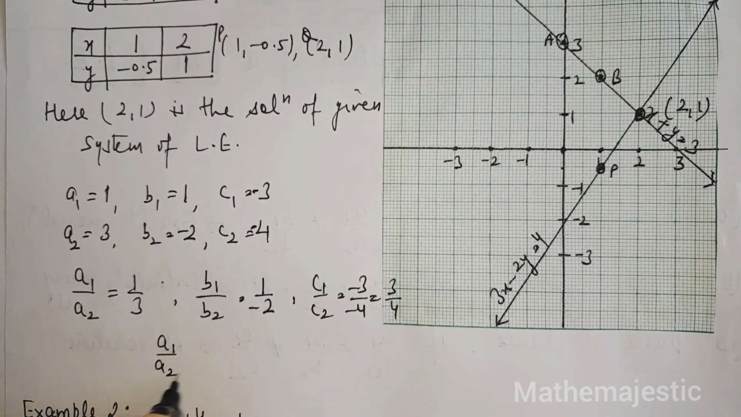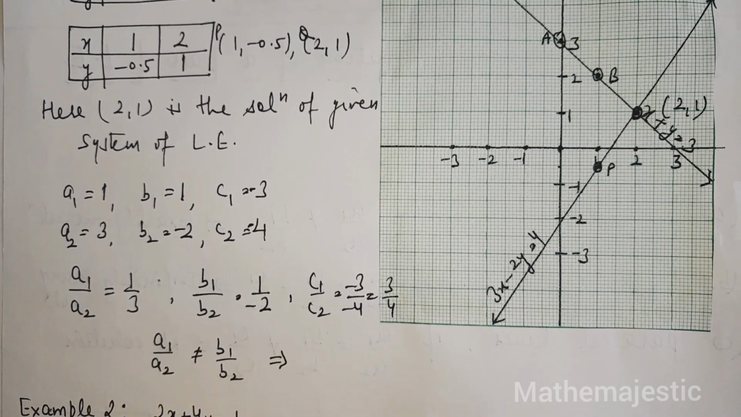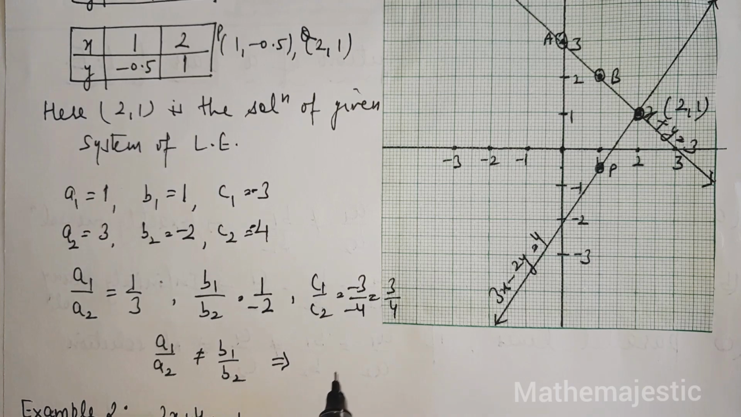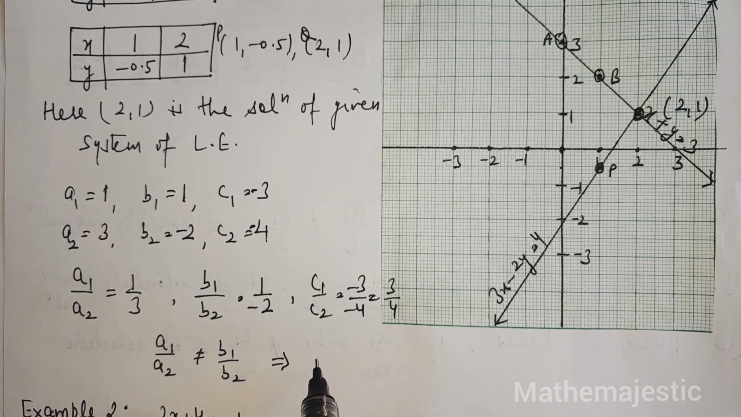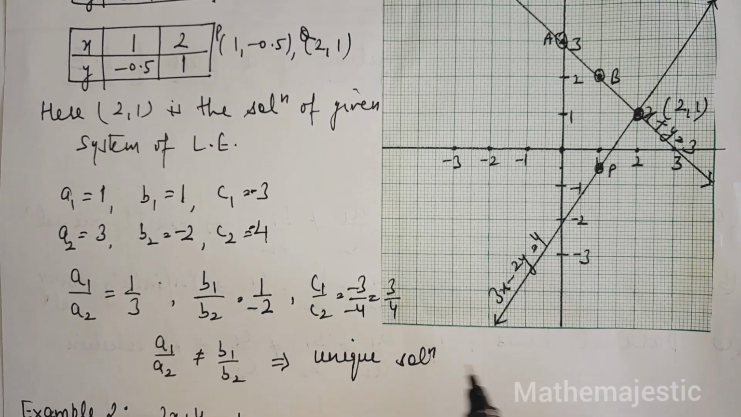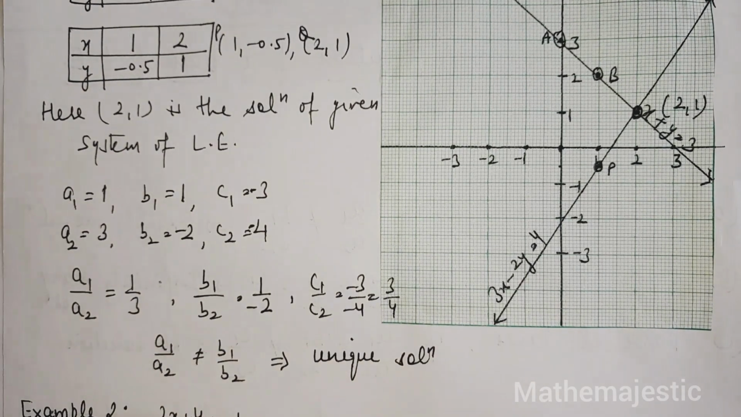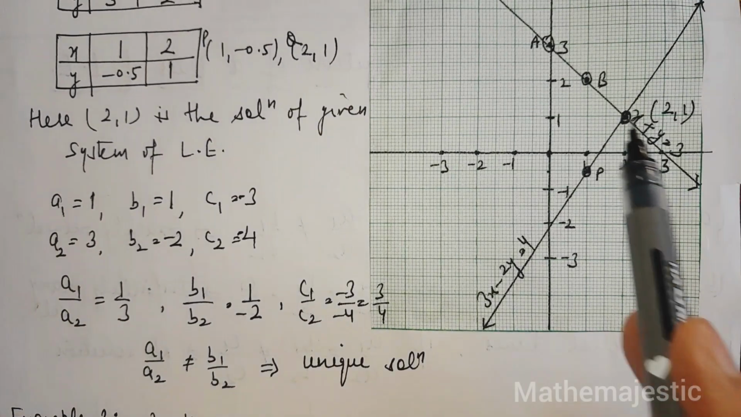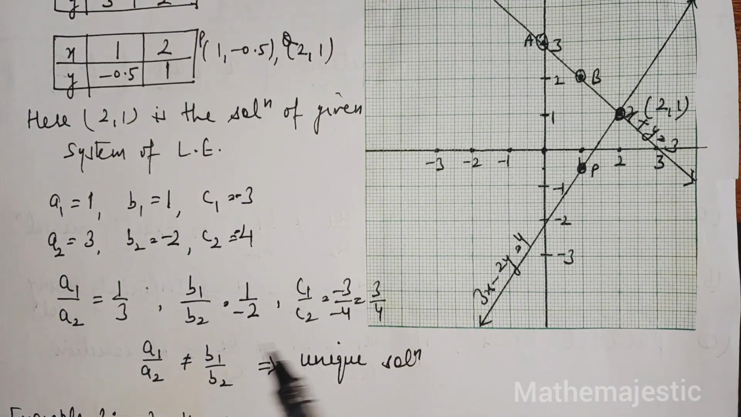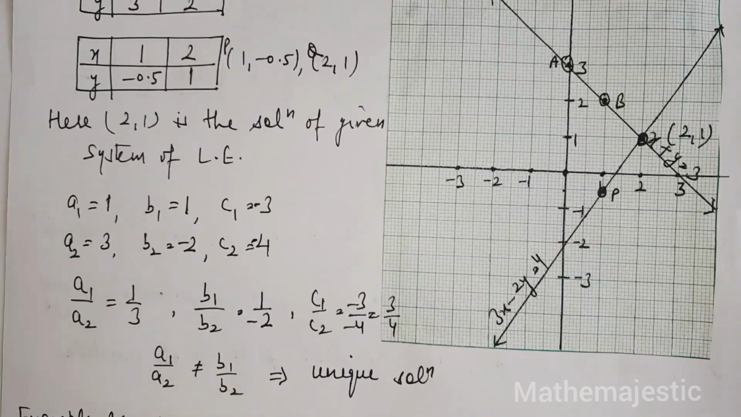a1 by a2 is not equal to b1 by b2, and hence in the first case we got that if the ratios of x and y are not equal, that means they will have a unique solution and the lines will intersect here. Here also the intersection point is the solution. So we got the unique solution, that means this method is verified.